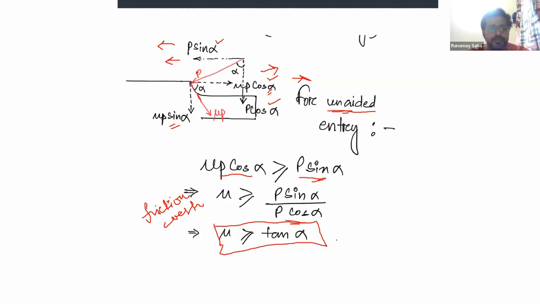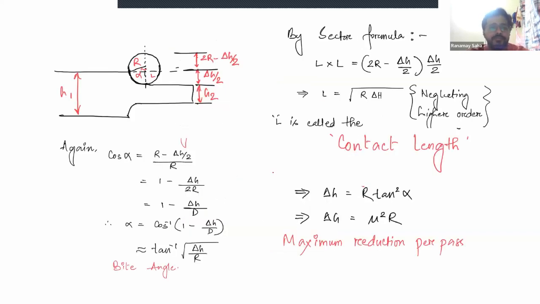So proceeding, there are certain things called the contact length, the maximum reduction, and the bite angle alpha, which is included at the interface of the roll and the sheet.